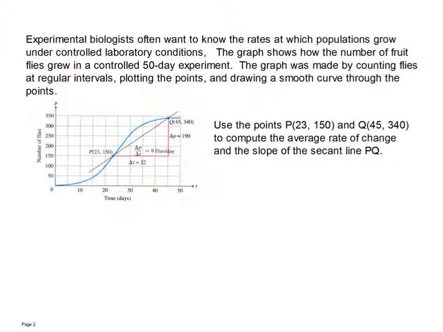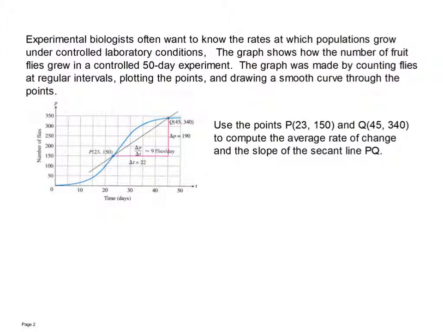Now, here's an example of how to find rate of change. If you're AP and you're like, I'm fine with this, I don't need this example, move on. That's fine. So how do I find the rate of change of fruit flies over this 50-day experiment? Experimental biologists often want to know the rates at which populations grow under controlled lab conditions. The graph shows the number of fruit flies. The graph was made by counting fruit flies at regular intervals, plotting points, and drawing a smooth curve through the points. So we're going to use the points P at (23, 150) and Q at (45, 340) in order to calculate the average rate of change over those days.